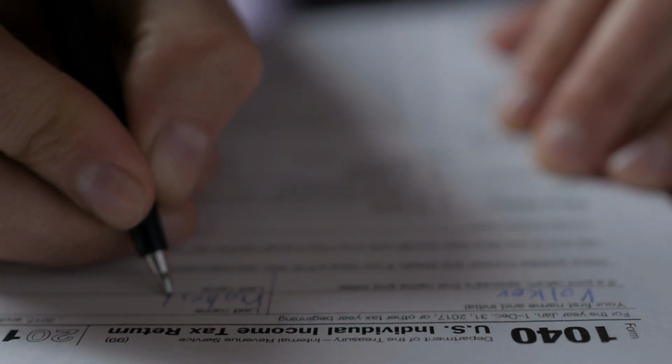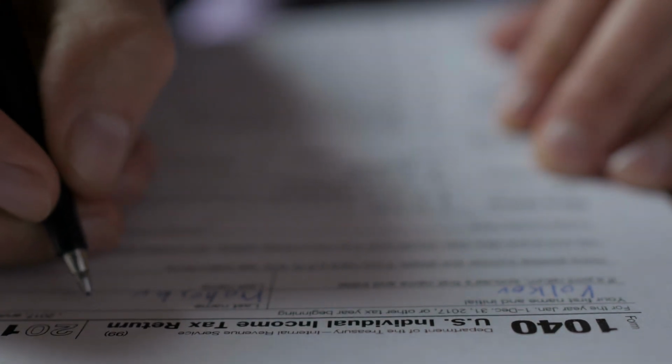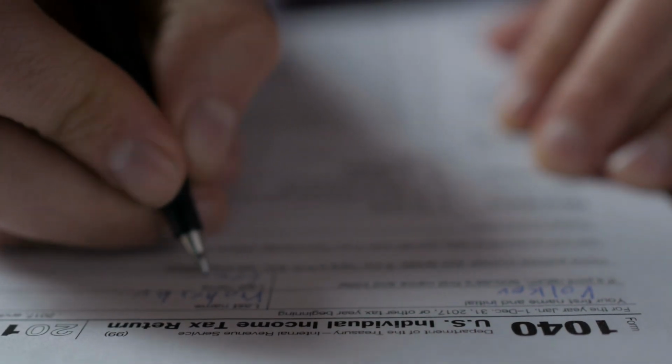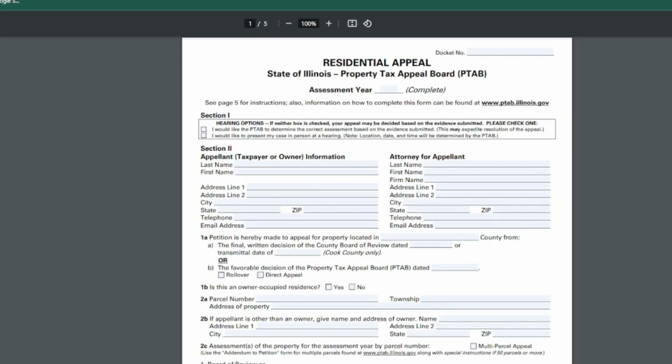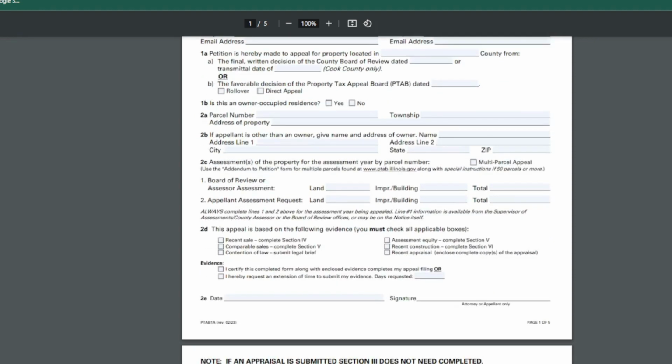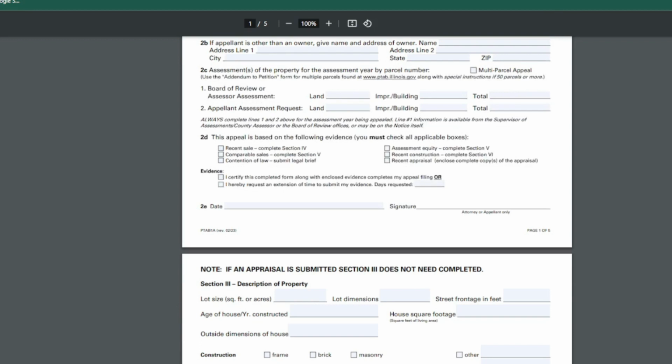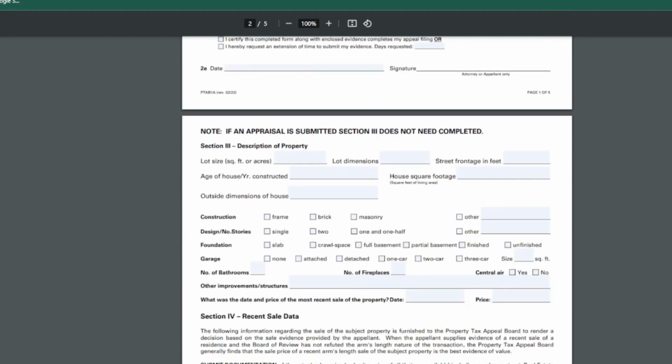File by May 15th. This is typically the deadline for most jurisdictions, but be sure to check your local rules. Protest both market value and unequal appraisal. When filing your appeal, make sure to check both boxes for market value and unequal appraisal. This gives you more flexibility in your arguments during the hearing process.